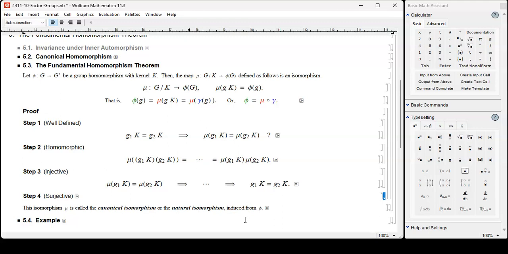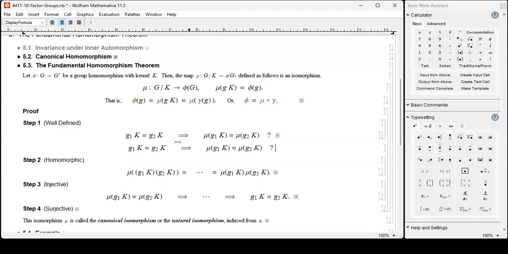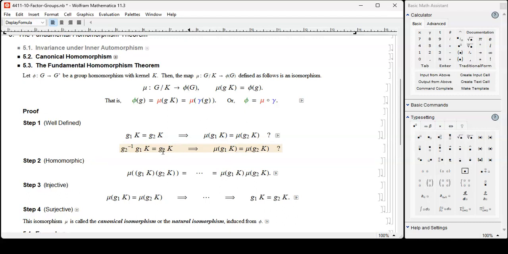And let's begin. First, let's prove that this is well defined. How do you prove it? Well, let's consider some reduction first. So how do you reduce this, g1K equal to g2K? They belong to the same coset, meaning g1 and g2 are equivalent in terms of that left coset relation. So g1 inverse g2 belongs to K. So this and that mean the same thing. Now here, mu of g1K is phi of g1.